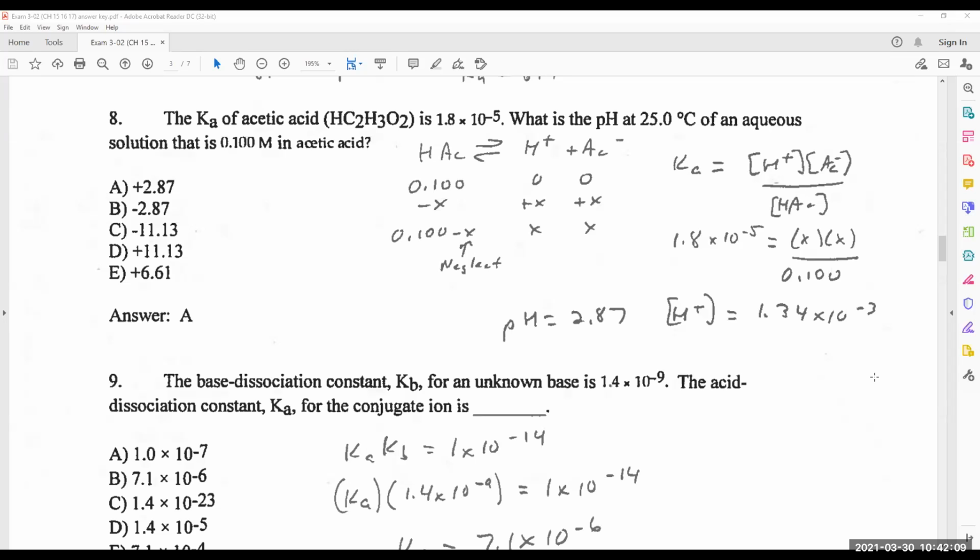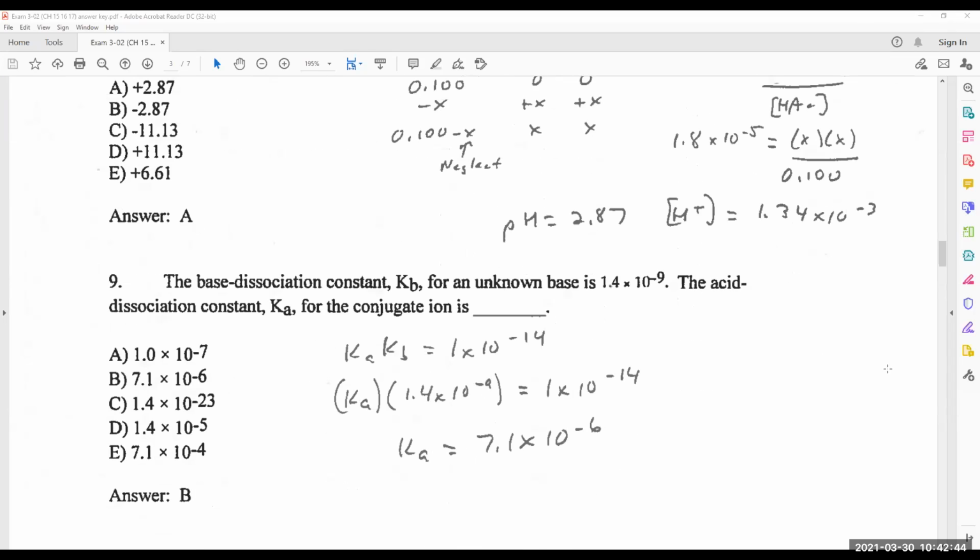We go ahead and fill in our values, X for both hydrogen ion and acetate ion, because that's a 1-to-1 molar relationship, and then 0.1 molar in the denominator for the acetic acid, and then solve for X. The value that we get for X is 1.34 times 10 to the minus 3. That's the hydrogen ion concentration. And then if we do minus the log of that to get the pH, we get 2.87 as our answer.